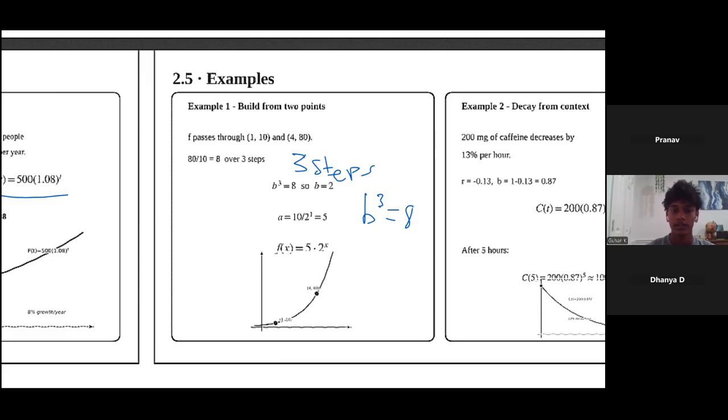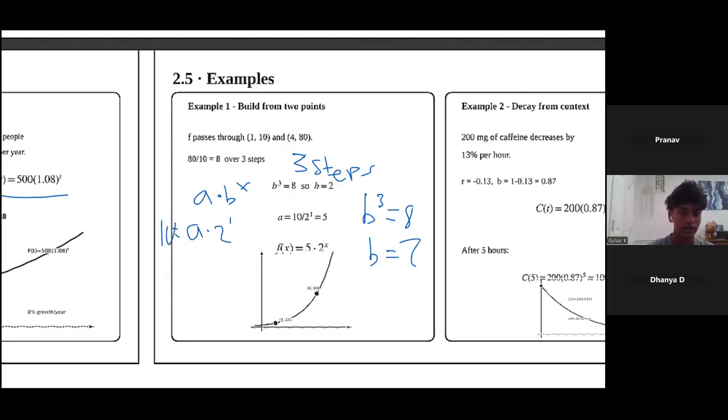So b cubed equals 8, so b equals 2. Then we can plug this into our original function, which is a times b to the x. That becomes a times 2 to the x. Let's have x as 1 for now, and that equals 10, because it gives us that. So a must equal 5.